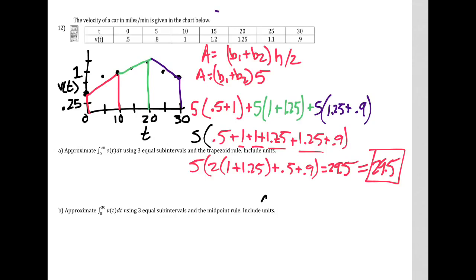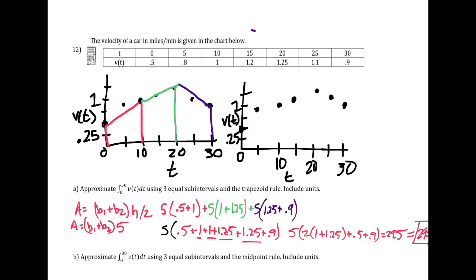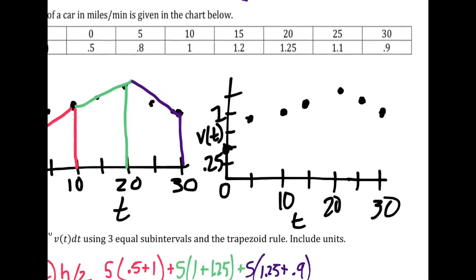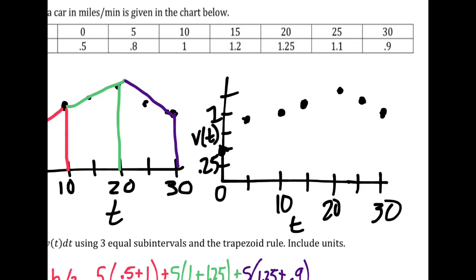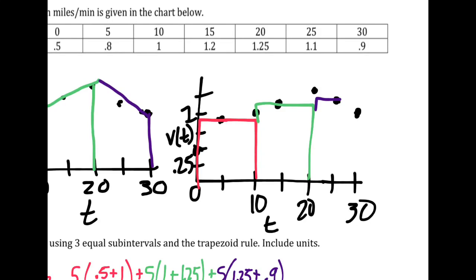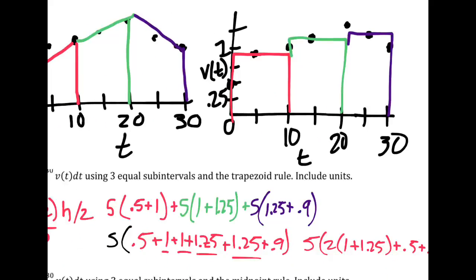Approximate it using 3 equal subintervals and the midpoint rule. Okay, so we're again using 3 equal subintervals, so we're going to have those same intervals, 0 to 10, 10 to 20, 20 to 30, but now we're doing a midpoint rule, which means instead of trapezoids, we need to use the height of the midpoint between our boundaries. So we're going to be using the y value at 5 for that first rectangle, and then the y value at 15 for the second one, and then the y value at 25 for the third one, and these are the rectangles we're dealing with.